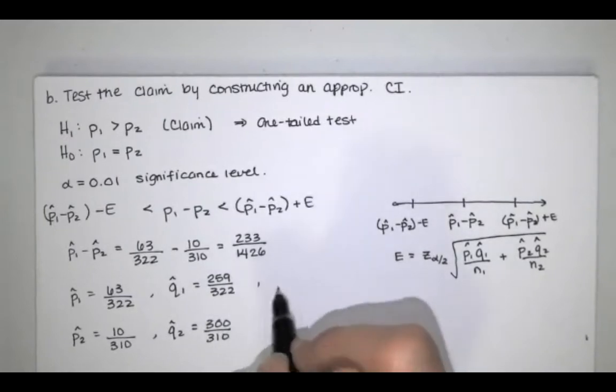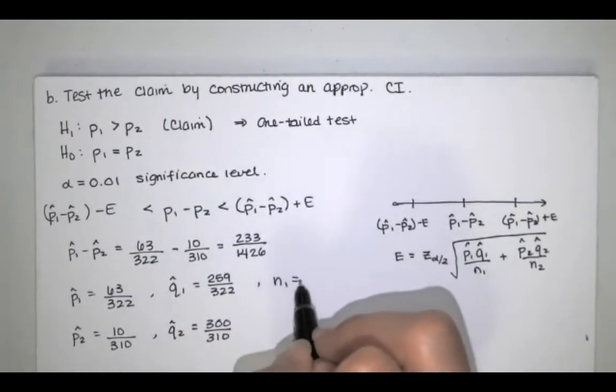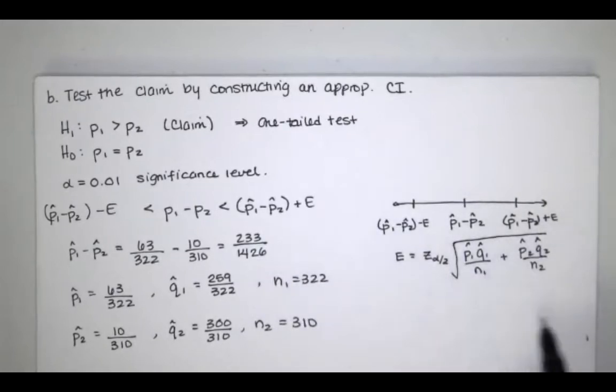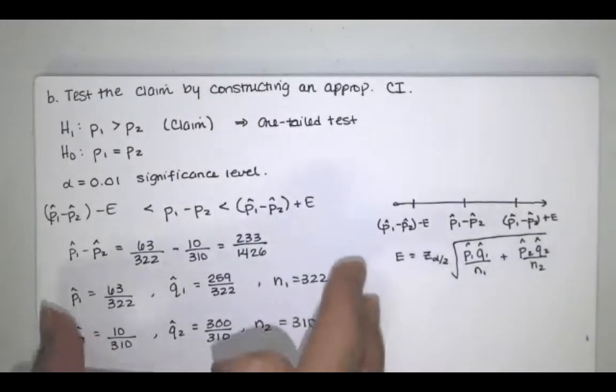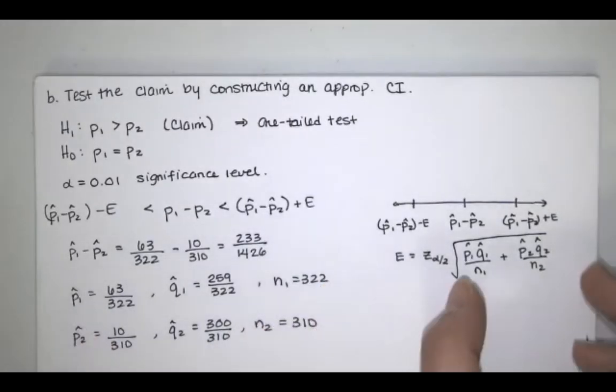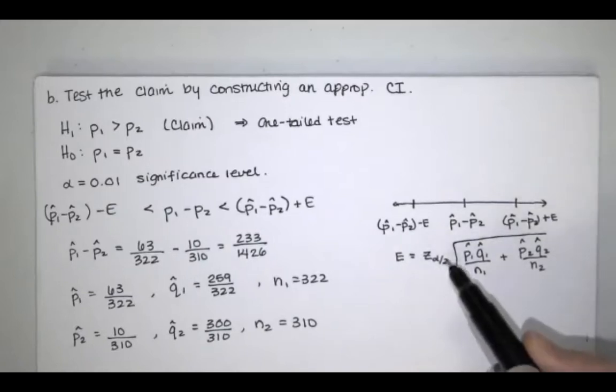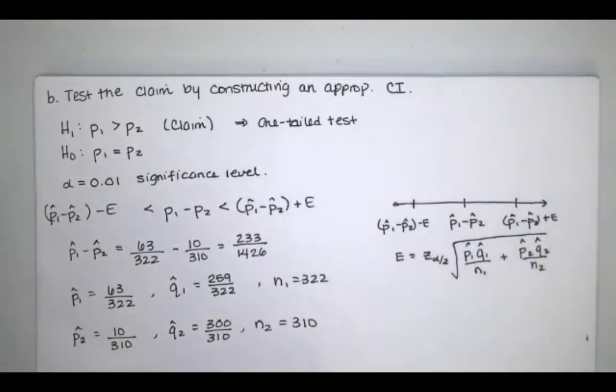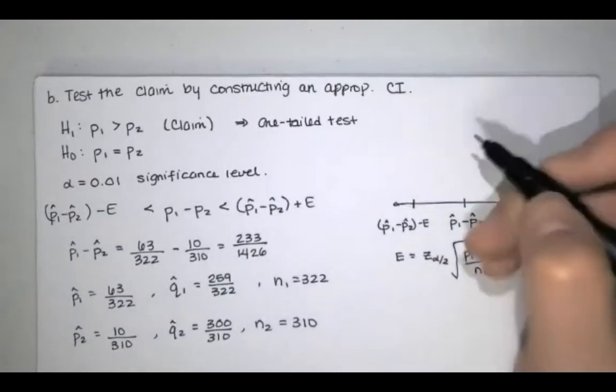And of course, we know that the sample size for the first group is 322, and the sample size for the second group is 310. So that's going to be enough. These numbers here are going to be enough to get us our estimated standard deviation. And then we want to multiply by a certain number of standard deviations. It's going to separate a certain area in the middle of a standard normal distribution from area in the tails.